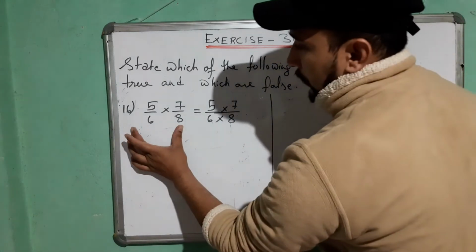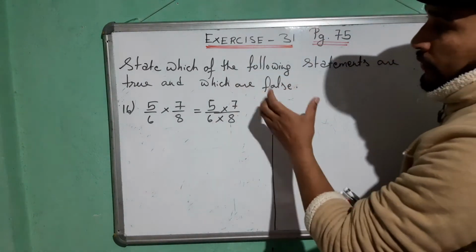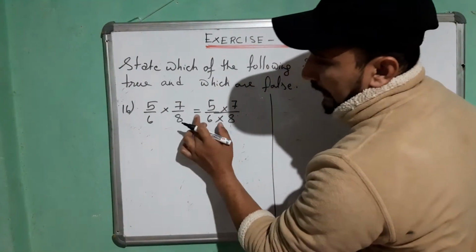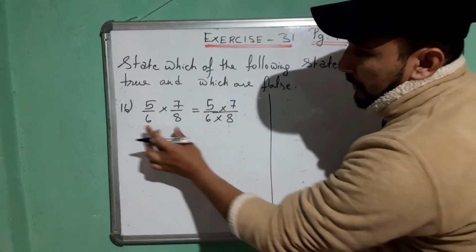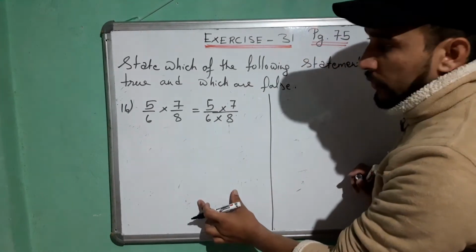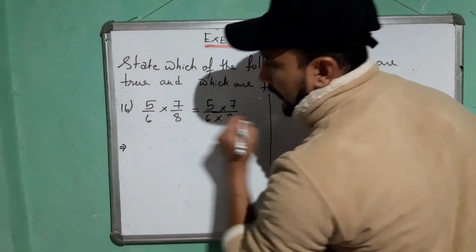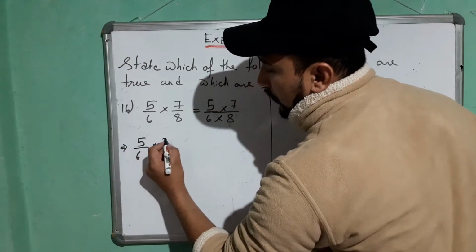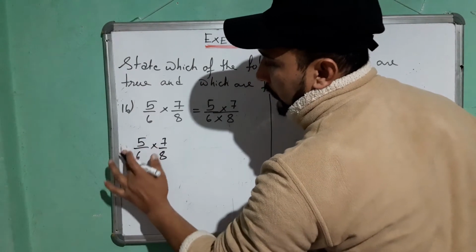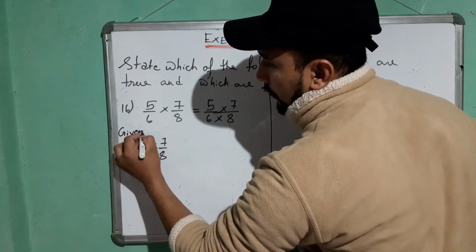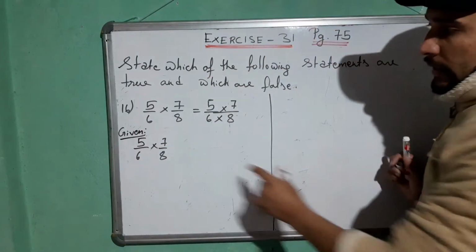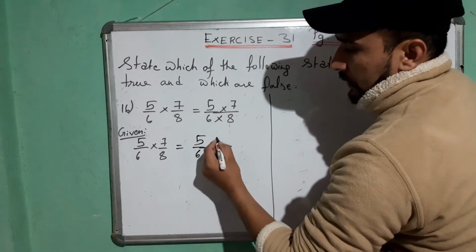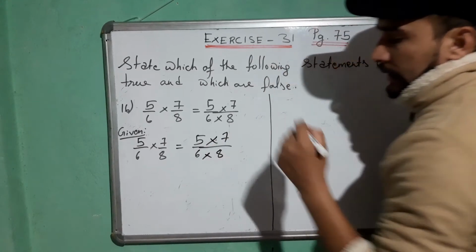So question number 16, first is this. You have to say which is true and which is false. You simplify, the equals sign is here, so you can do the simplification from this side and this side simultaneously. First of all I'll copy the question, given: 5 by 6 into 7 by 8. This is your question, again you copy the same thing.